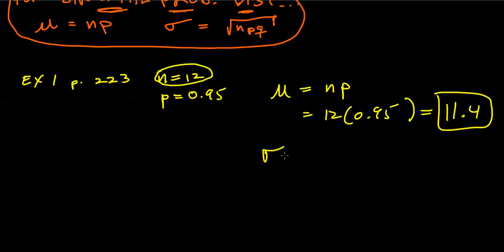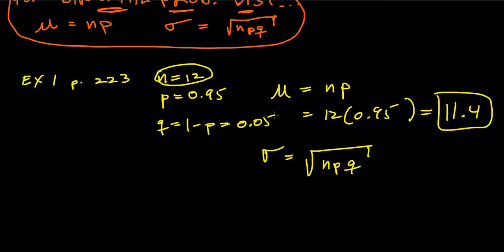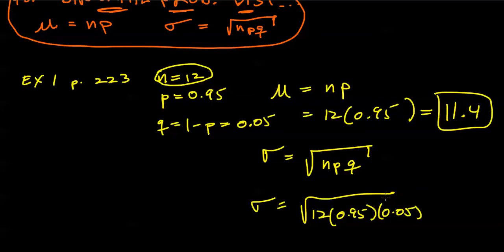Let's look at the standard deviation. Again, in a binomial experiment, sigma equals root npq. Well, we know n, we know p. What we don't know is q, but of course we know q. The probability of failure is always 1 minus p in any trial, and in this case it's 0.05. So sigma is root 12 times 0.95 times 0.05. And I punch this out on my calculator, I get 0.75.